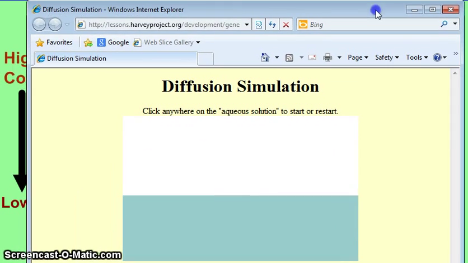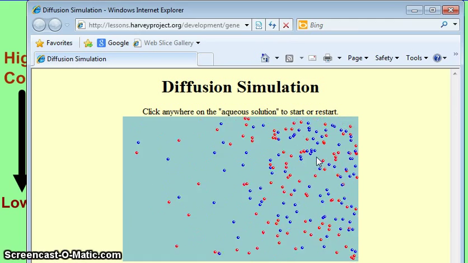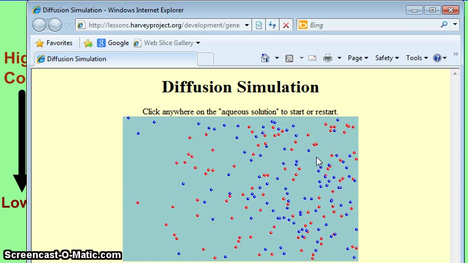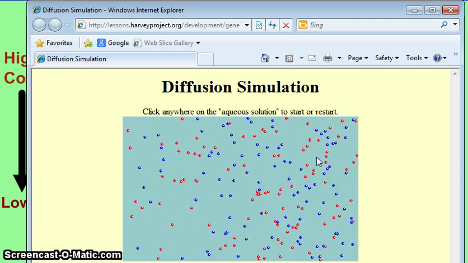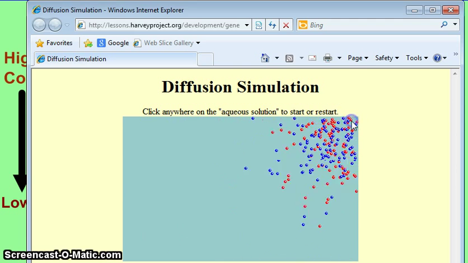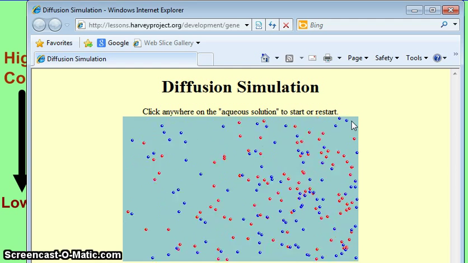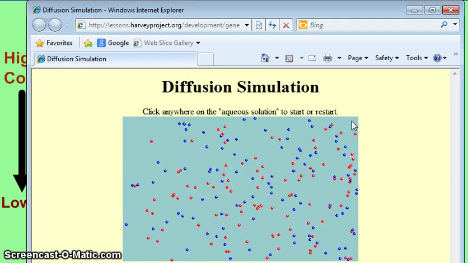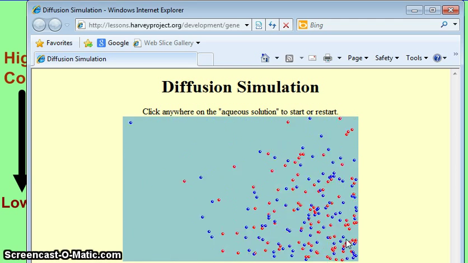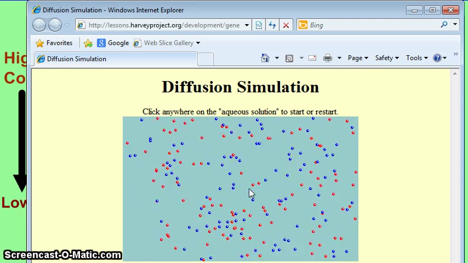And I'm going to move this up into our view so we can see it. And here we see small red and blue molecules which are bouncing around. And I can restart it in a corner, creating an area of high concentration. And those small red and blue molecules are going to move from an area of high concentration to an area of low concentration. And it doesn't matter where I start it. They can start in the middle. They can start at the edge.